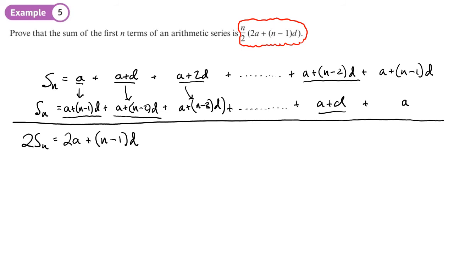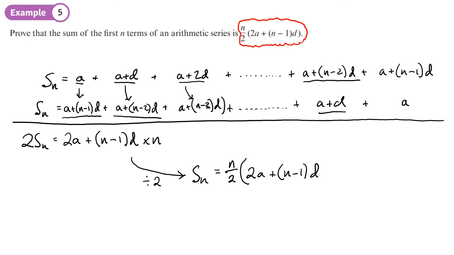Now, how many times have I done that? How many pairs am I adding up? Well, n pairs, because I've gone up to n numbers, so we need to times that by n. And then the last thing we need to do, because we've got two lots of that, we're going to divide it by 2. So now we get the sum of n numbers is n over 2, and then in brackets 2a plus n minus 1 d.